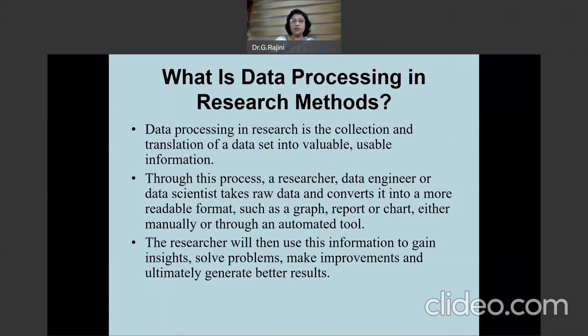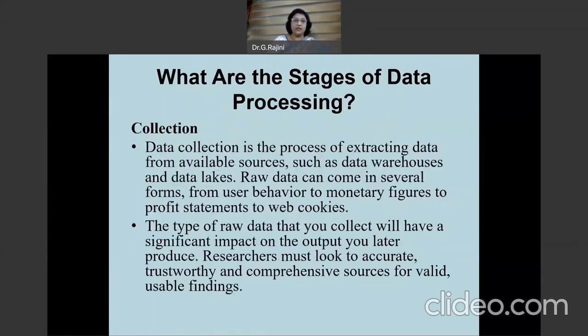So through this process, the researcher, the data engineer, the data scientist takes raw data and converts it into a more readable format and a ready reckoner. So it will be put up in a table, or in a chart, or as a graphical representation. It could be done manually or through an automated tool. The researcher will then use this information to gain insights, solve problems, make improvements, and ultimately generate better results.